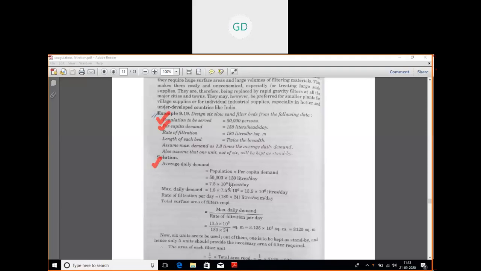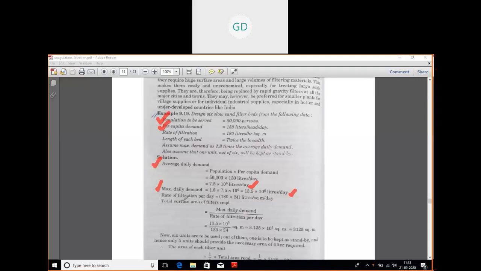So you got here, if you multiply both, you will get 7.5 into 10 to the power 6 liters per day. Okay, then maximum daily demand. If you find the average daily demand, then you can find the maximum daily demand by multiplying 1.8 into your average daily demand. So you got your maximum daily demand as 13.5 into 10 to the power 6 liters per day.